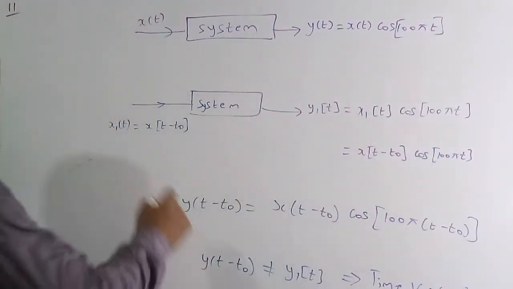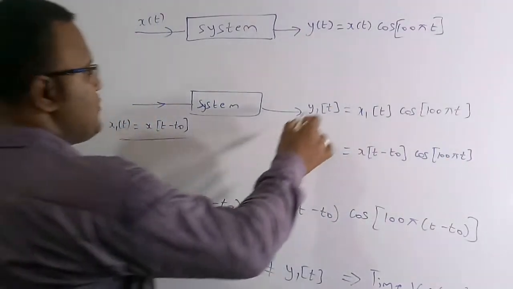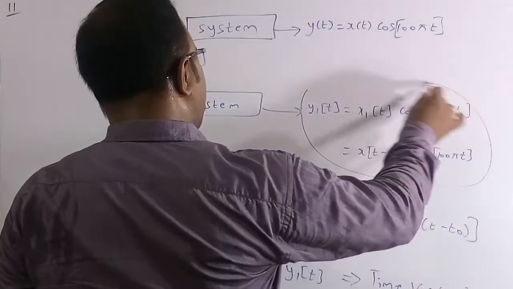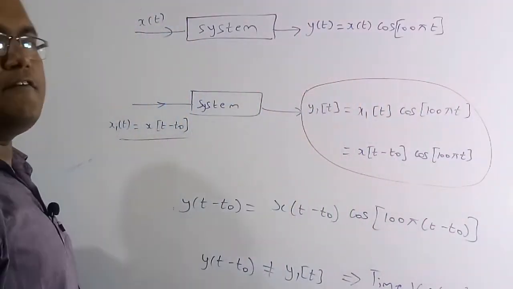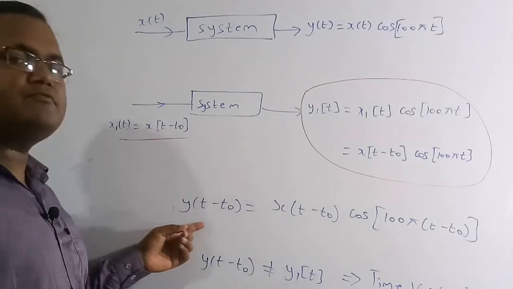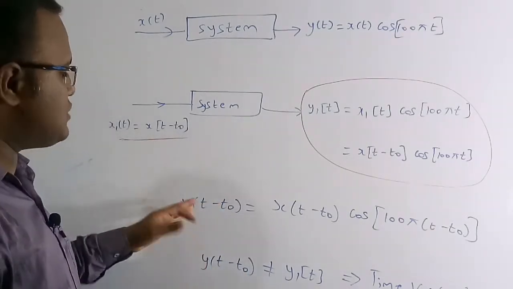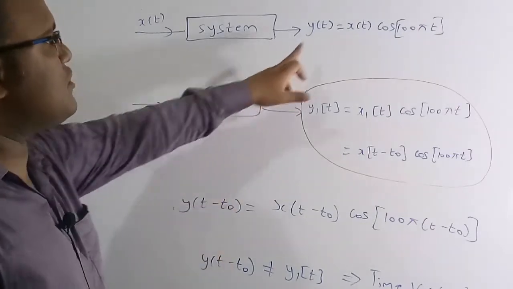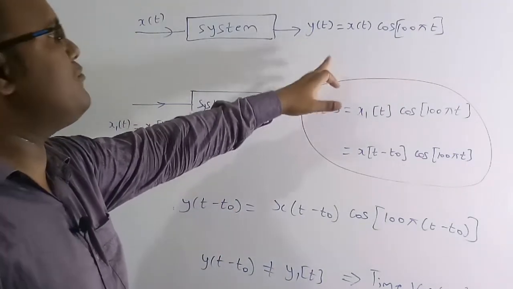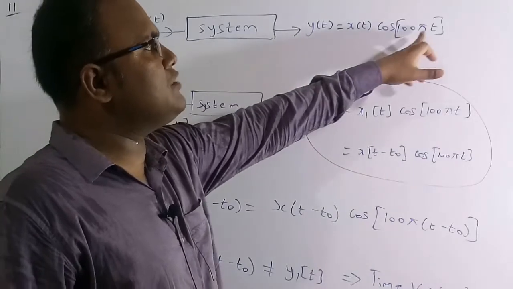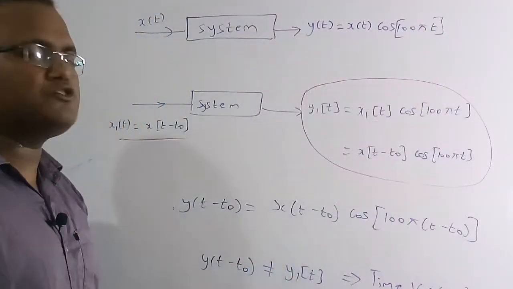Means if this is the input which you are going to give, this is the output which we are going to get actually from this system. But we need to get an output which is y of t minus t naught. Means if the input is delayed, the output also has to be delayed. So in place of t, I need to substitute t minus t naught. Therefore, x of t minus t naught cos 100 pi (t minus t naught). So this is the equation which we are going to get.